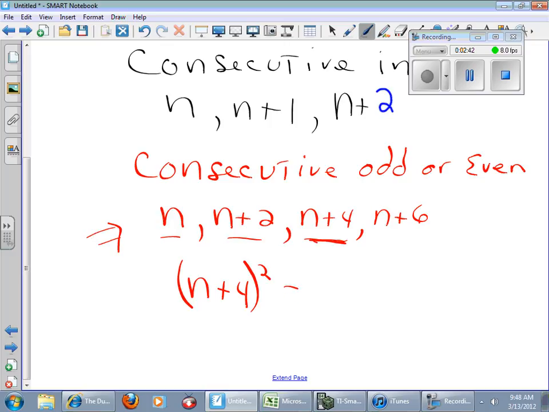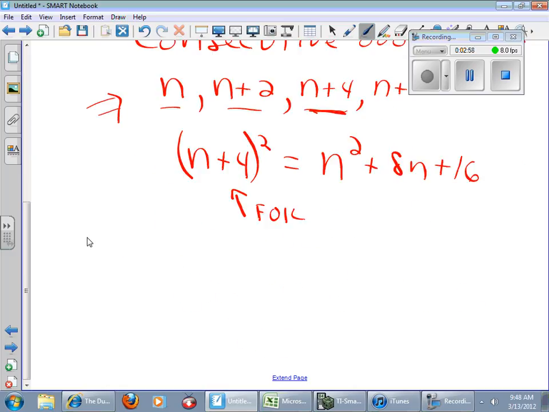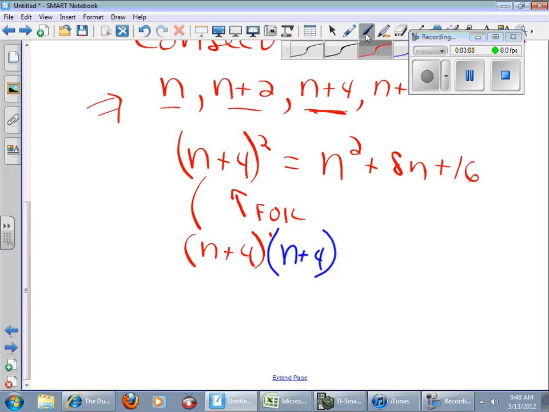Now, that's a FOIL situation. Remember, that equals n squared plus 8n plus 16. It does not equal n squared plus 16, right? You have to FOIL it. Did I say you have to FOIL this? You have to FOIL that. If you need to, some of you should actually do this: n plus 4 as a quantity times n plus 4 as a quantity. Okay? And that will get you this result. All right, so I wanted to mention that.